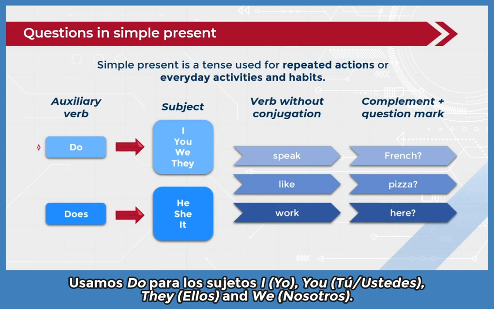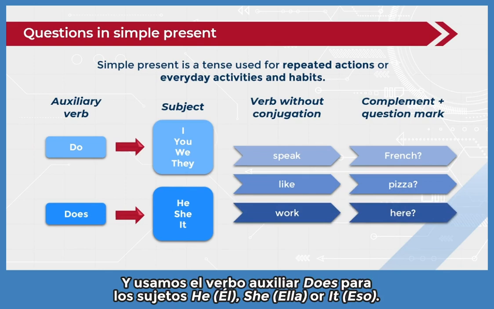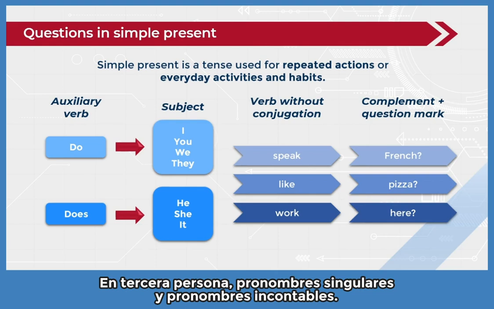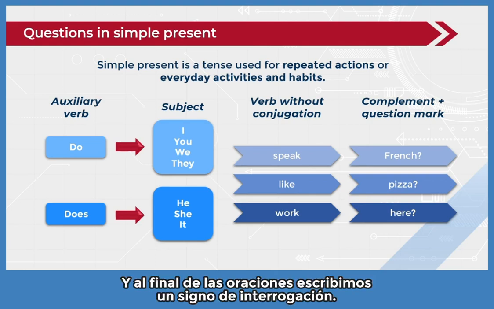We use do for the subjects I, you, and they, and we use the auxiliary verb does for the subjects he, she, or it in third person singular nouns and uncountable nouns. And at the end of the sentences, we write a question mark.